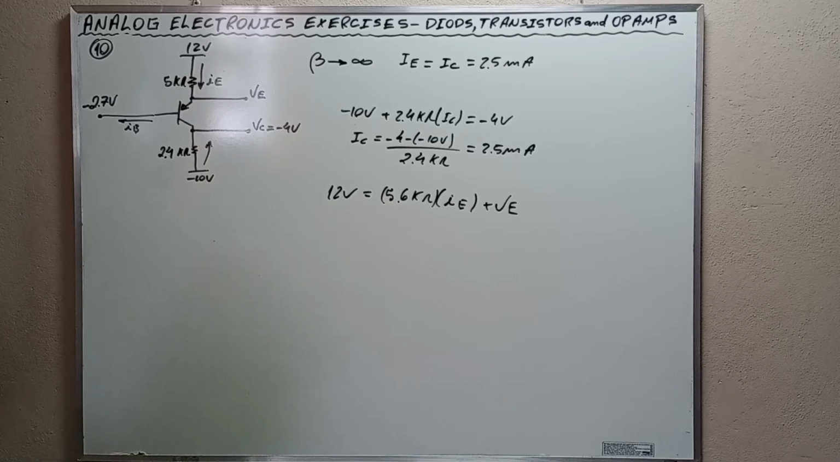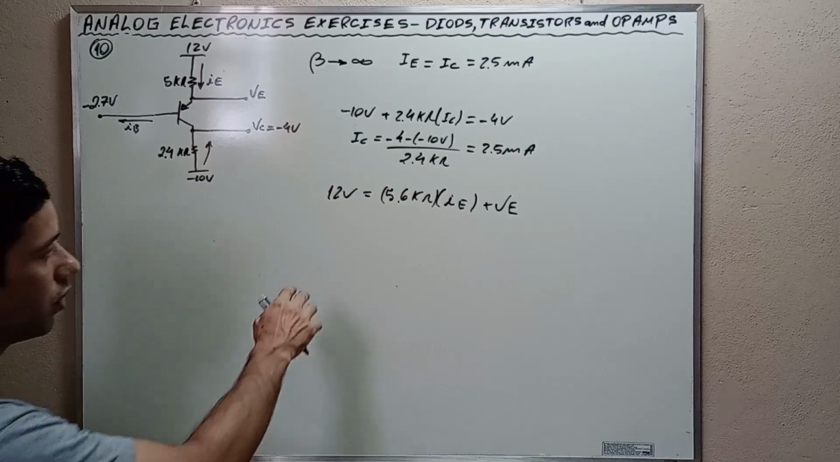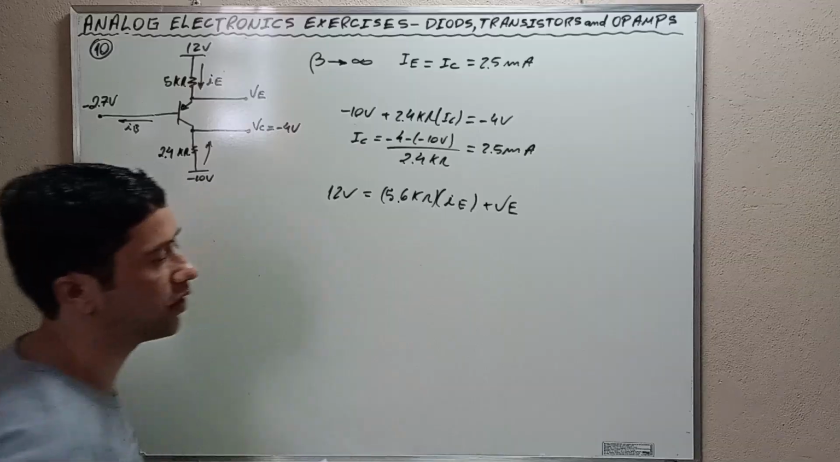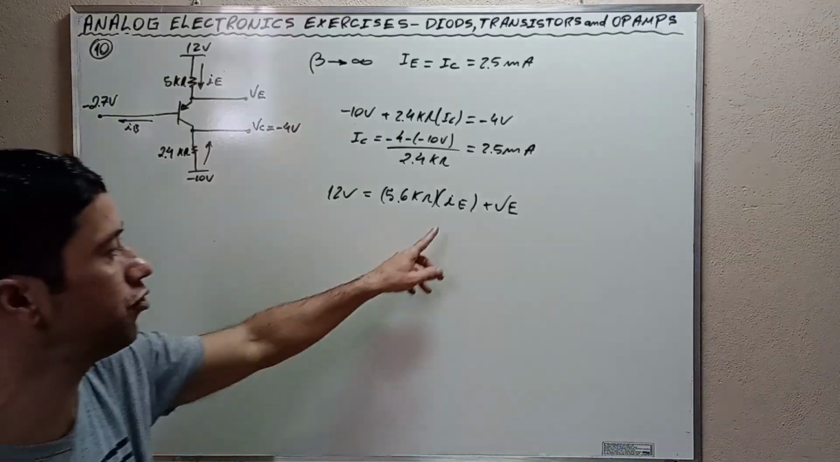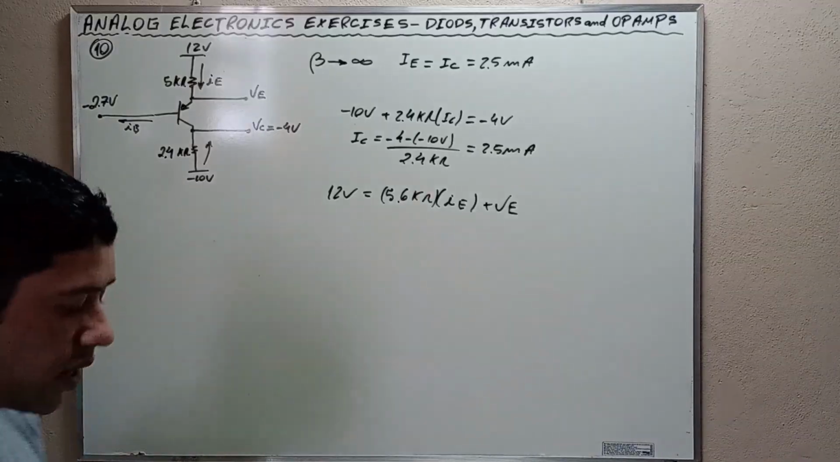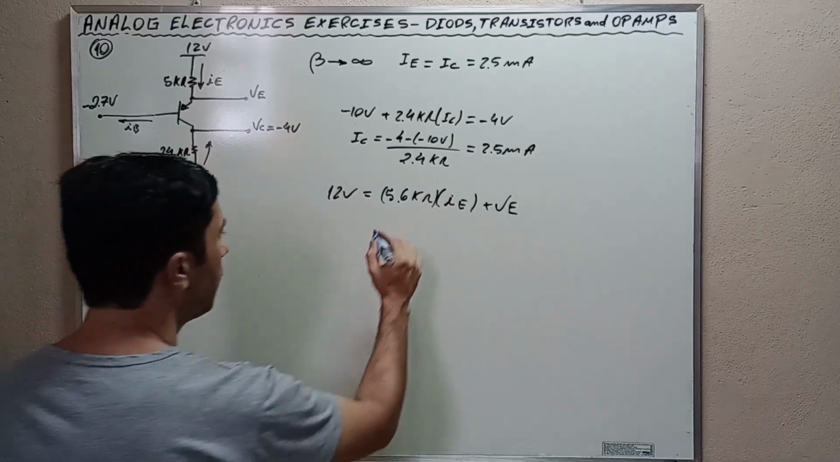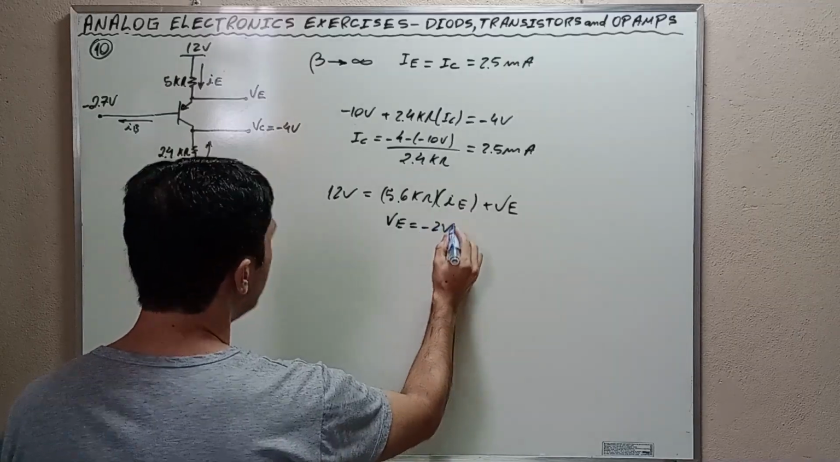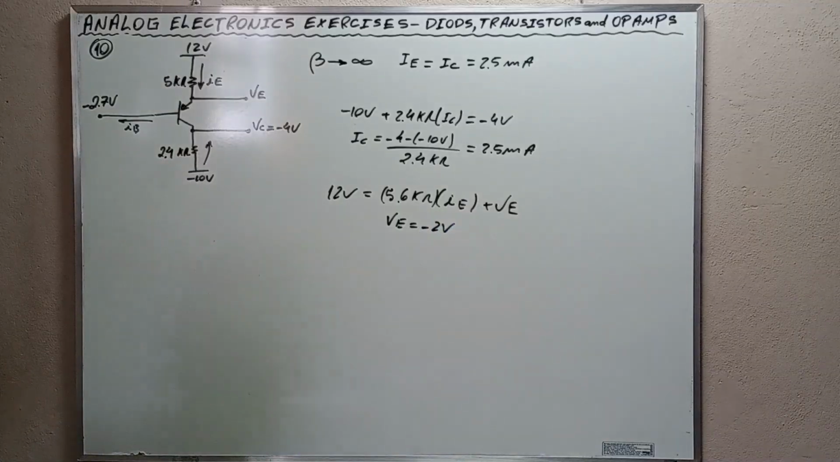and we already know the value of IE is 2.5 milliamps. We need to just substitute and manipulate the expression, and we find that VE is equal to negative 2 volts. Okay, my friends, this is all the exercise requested from us. Okay, and we are going to move on to the next exercise.